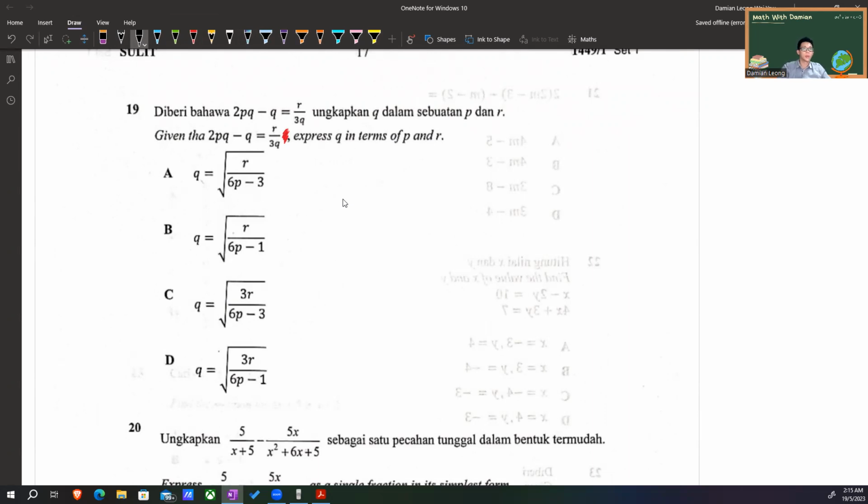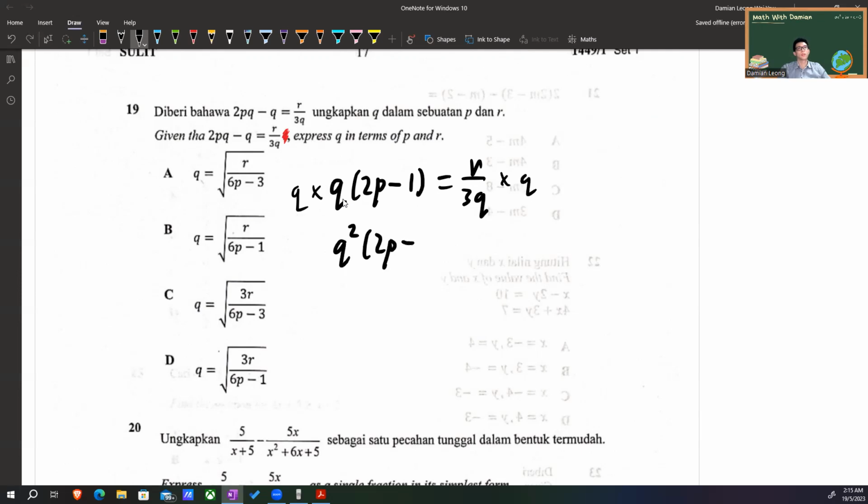So what I want to do, I factorize the q first. 2p minus 1. Okay, 2pq divide q is 2p, q divide q is 1. Equals r over 3q. So I want to get rid of this q as well. Bring that over. Now basically times q on both sides. So it's q square, 2p minus 1 equals r over 3q.